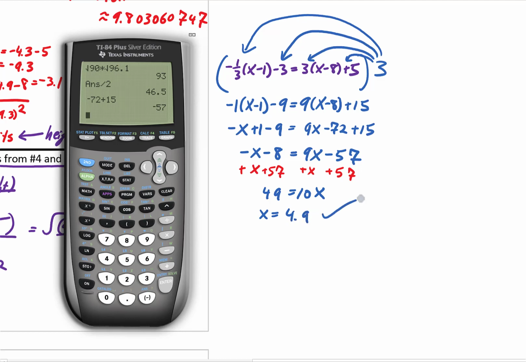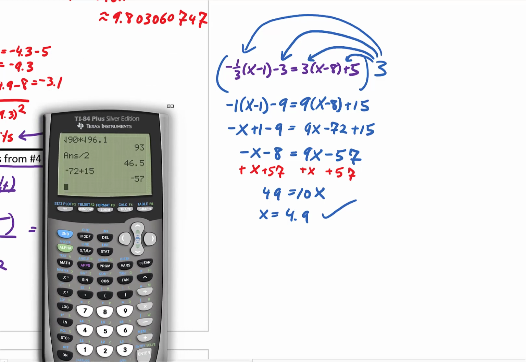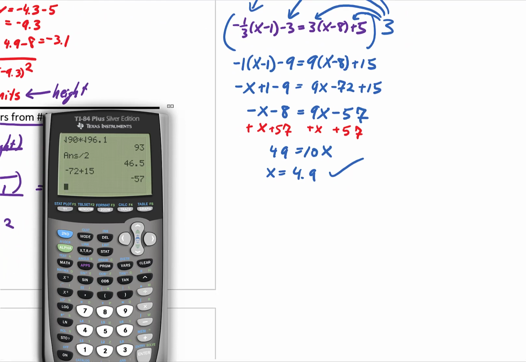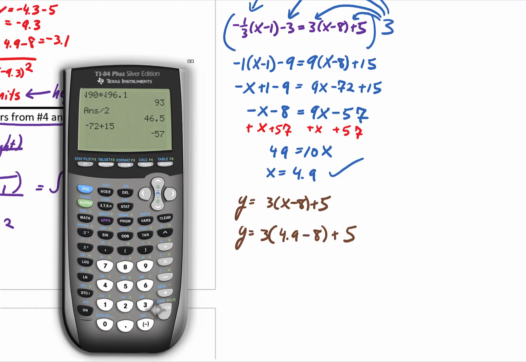Now, this is the x value. So if I plug in x as 4.9 into both equations, I'll get the same y value. And I still need to get the y. So I'm going to plug it into the equation that's easier to work with. And the easier equation to work with was the one without the fraction, this one right here. So I'll put for x 4.9. And I'll let the calculator do the work for me. 3 times 4.9 minus 8, the difference of that. And I'll add 5 to that. And I will get y equals negative 4.3.